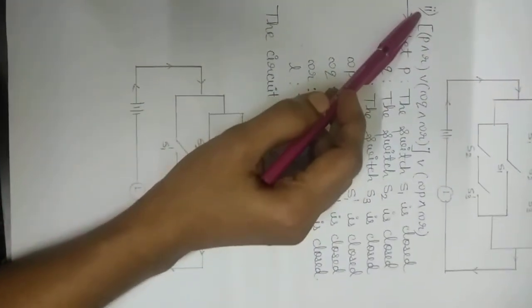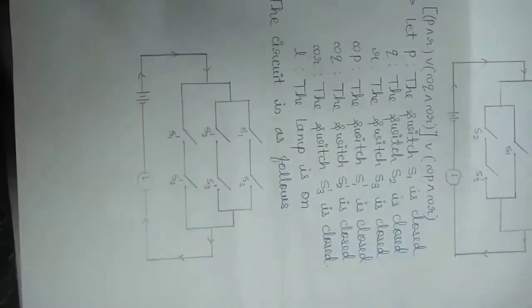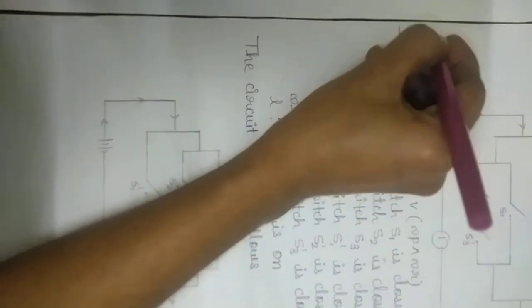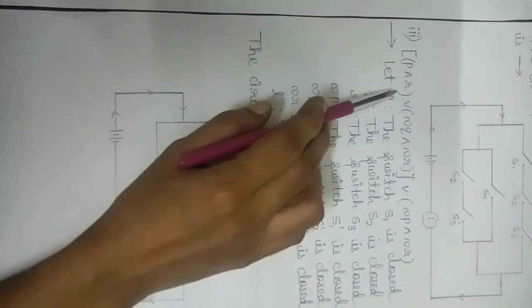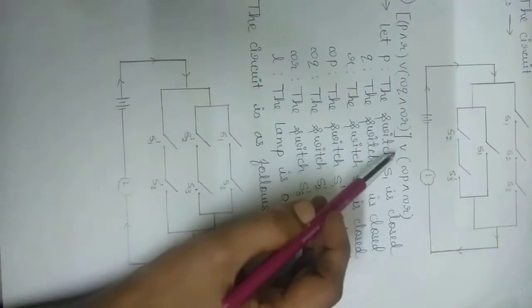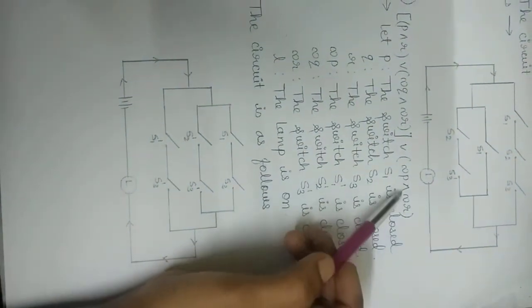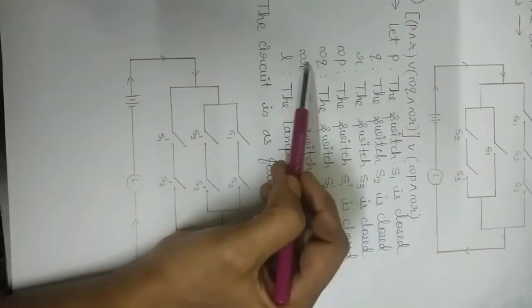Now we consider one more, that is P and R, and since this is our question number 3, here we will write 3. Now P and R, or negation of Q and negation of R, or negation of P and negation of R. Now of course first we will write all this description.